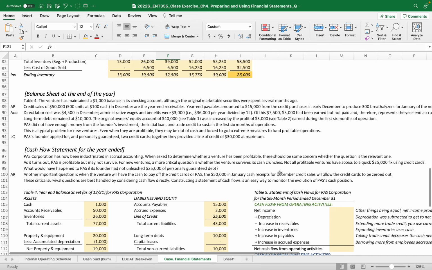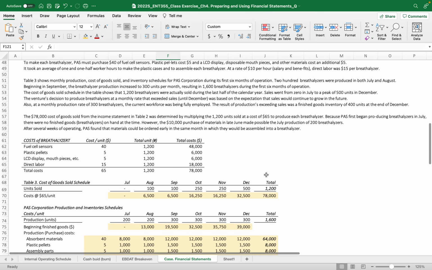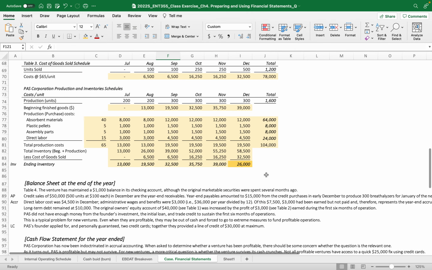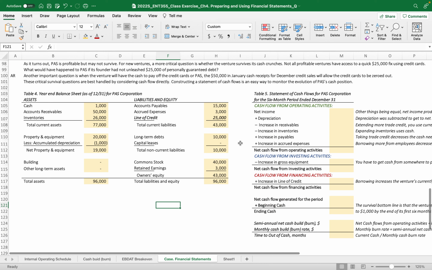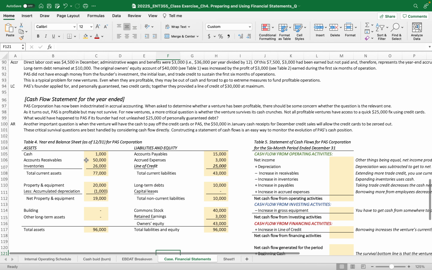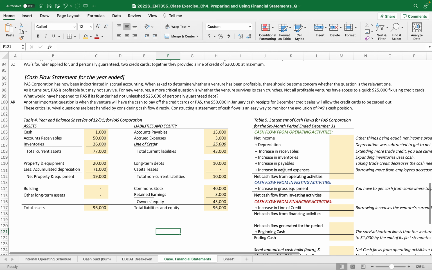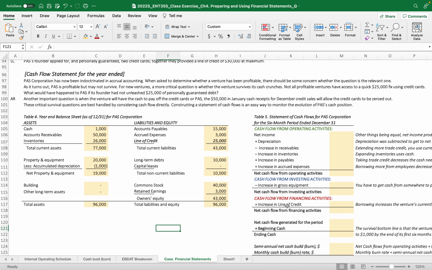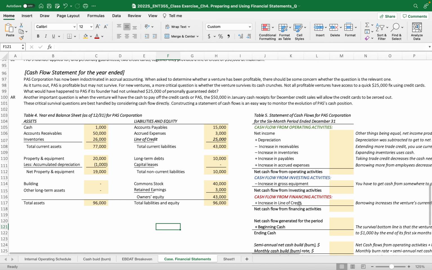And then here the internal operating schedules to get this ending inventory. And then we got the year-end balance sheet. So the purpose of creating this cash flow statement is to show actual cash flow generated by the operating activities. It's the most important cash flows from the perspective of investors, and then also investing activities and cash flows from financing activity.